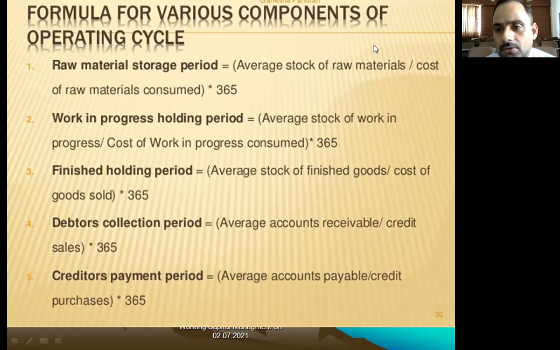Third is the finished goods holding period: the average stock of finished goods divided by the cost of goods sold, multiplied by 365 days. The fourth is the debtors collection period: average accounts receivable divided by credit sales, multiplied by 365 days. And lastly, the creditors payment period we calculate as average accounts payable divided by credit purchases, multiplied by 365 days.